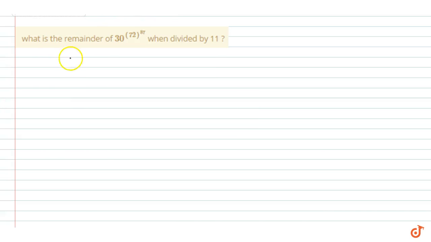In this question, we have to determine the remainder of 30 raised to power 70 raised to power 87 when this number is divided by 11. Now, let's say we assume our number N is equal to 30 raised to power 72 raised to power 87, and we have to divide it by 11.